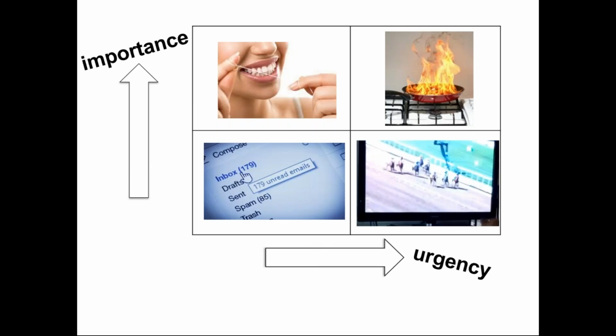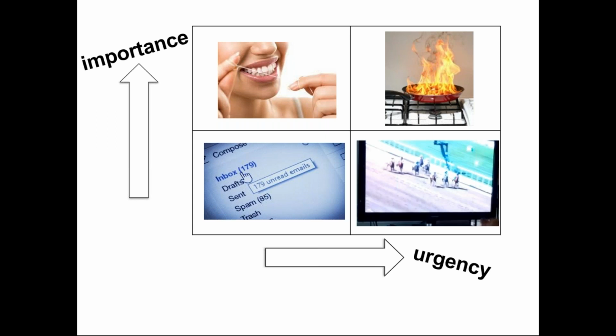Just some simple-minded non-software and non-testing approaches. Upper right-hand quadrant, it's urgent and important: put out that kitchen fire. Now, how you pick between things that are important but not urgent, and urgent but not important? So upper left-hand quadrant, dental hygiene. It's important, but it's not urgent. We don't have to get to that as instantly as putting out the kitchen fire.